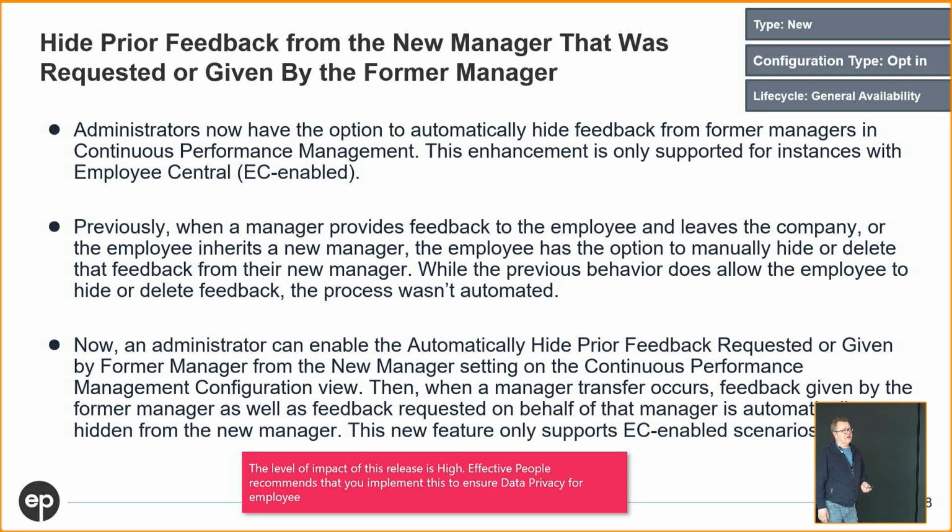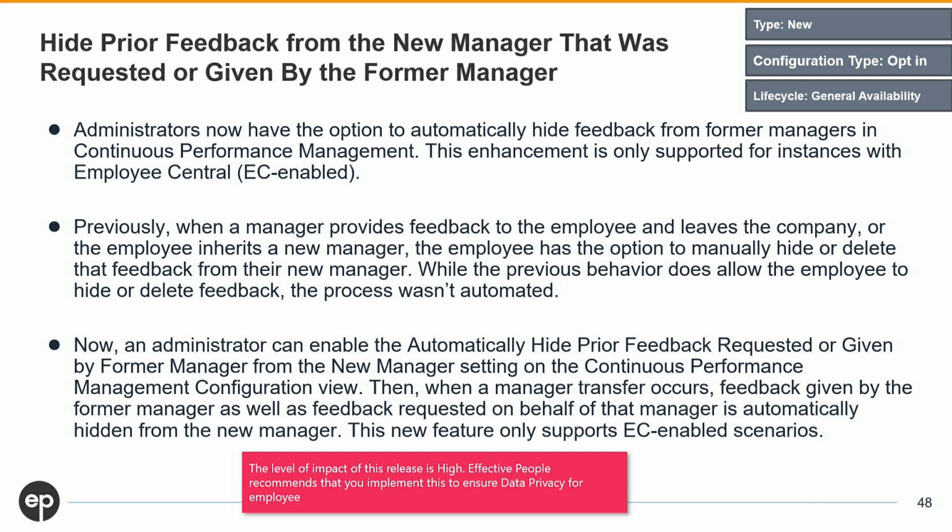So some of the new features are actually also in the continuous performance. If you had feedback as an administrator, you could decide from the configuration that you would not show feedback to the new manager if you had a manager change. The way it's done now is that you can enable this feature, and then the employee will get the option to decide whether or not the feedback that was given by the old manager should be available for the new manager. That is based on permissions. So you get more control on the data that is included in data privacy. And that is possible with the new configuration.